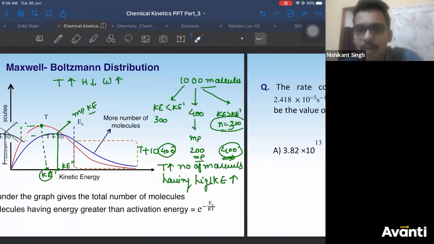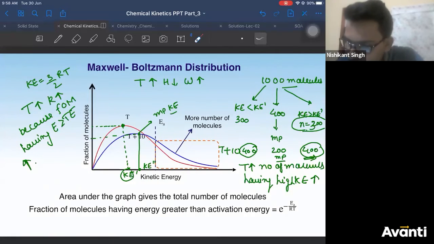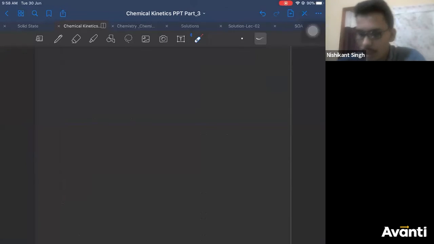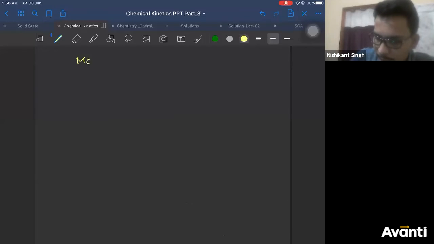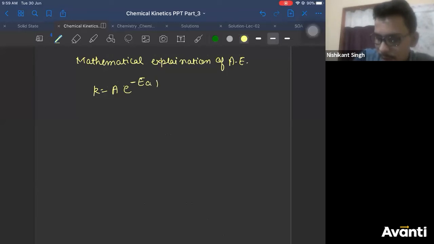We can do the following, guys. We can derive 3 equations out of it. Then we'll go to the numerical part. Please pay attention. We are taking the mathematical explanation of the Arrhenius equation. All of us know k is given by A e to the power minus Ea by RT. This is your first equation.